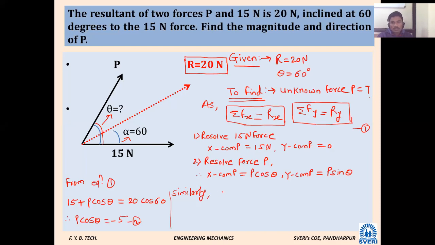Similarly, what will we do now? Summation Fy. Let us add: for the first force it is 0, plus the second force P sin theta, equal to the y component of the resultant, which will be 20 sin 60. Therefore, P sin theta equals what?